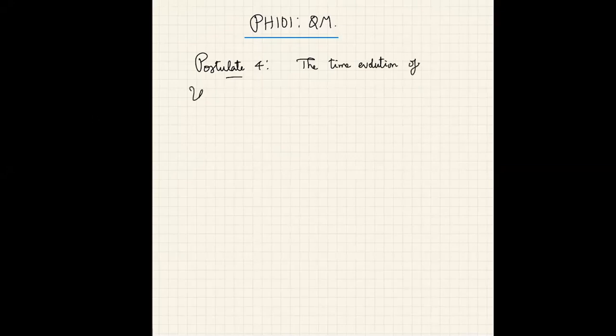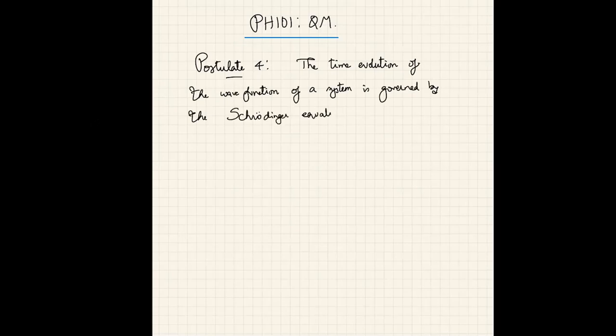of the wave function of a system is governed by the Schrodinger equation. The Schrodinger equation is given by i h bar d psi dt equals H psi. So this is the statement of this postulate. We will now understand what this postulate means.